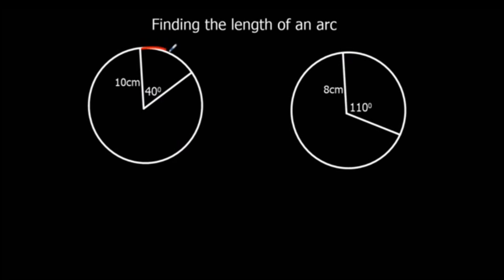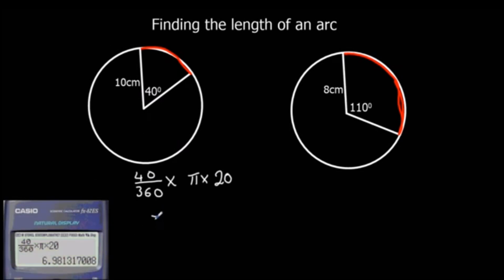Okay, so let's look at these two examples. Again, we're going to work out the length of the minor arcs, this length and this length. In this case I've got 40 degrees out of a full circle, so 40 out of 360, times the whole circumference, which is pi times diameter, 20 again. That's what I'm going to type in the calculator, and to 1 decimal place, that's 7.0 centimeters.